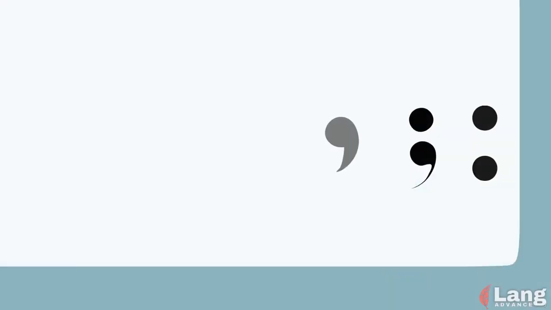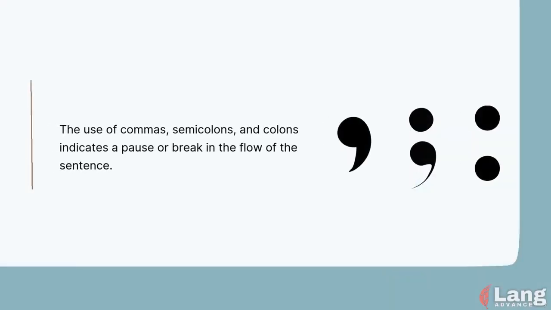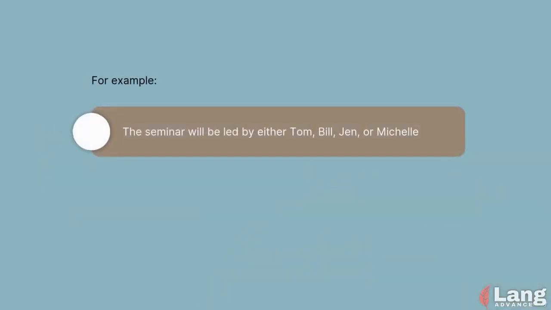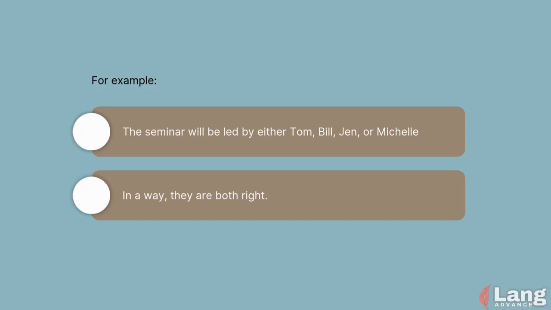Comma. The use of commas, semicolons, and colons indicates a pause or break in the flow of the sentence. Commas are typically used to separate information within brackets from the rest of the sentence or to join clauses, essential elements, or items in a list. For example, the seminar will be led by either Tom, Bill, Jan, or Michelle. Another sentence is, in a way, they are both right.